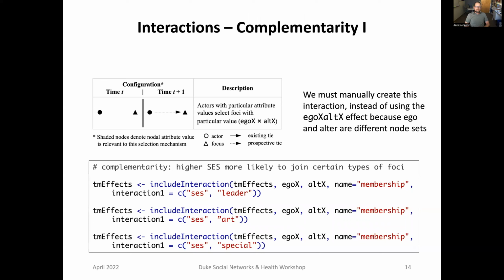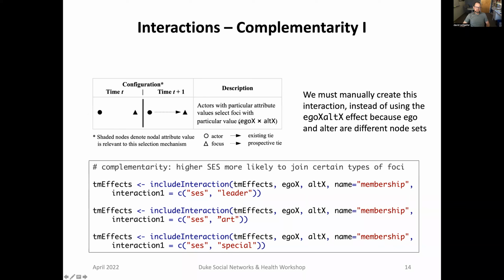Okay. Complementarity is another form of homophily, potentially, or it could be kind of getting at the concept of niches. So here what we're doing is we have an actor and a foci, each have an attribute. Remember though, they're not the same attributes because these are different modes. So they each have an attribute, and does having a particular value on that attribute for actors lead them to select foci with a particular value.